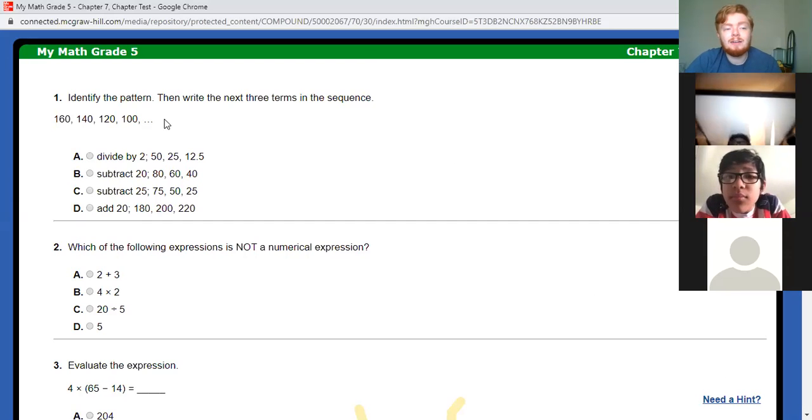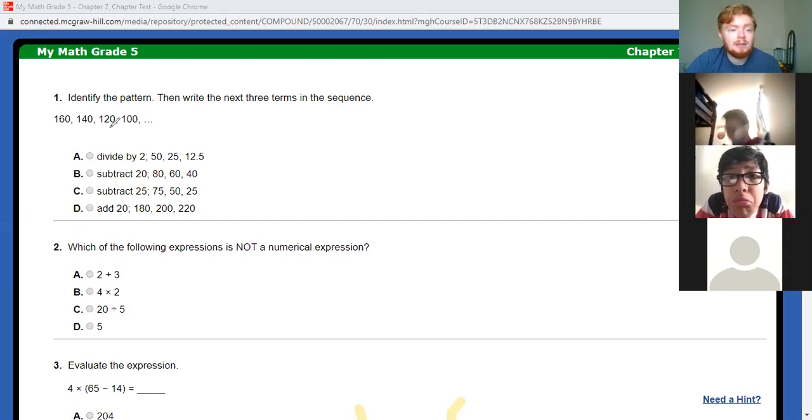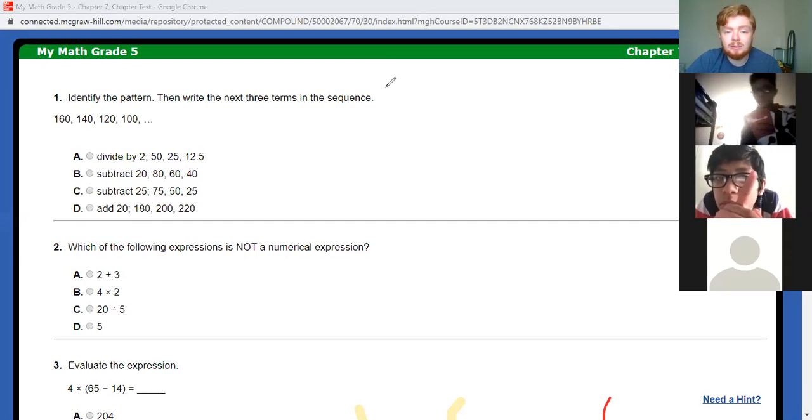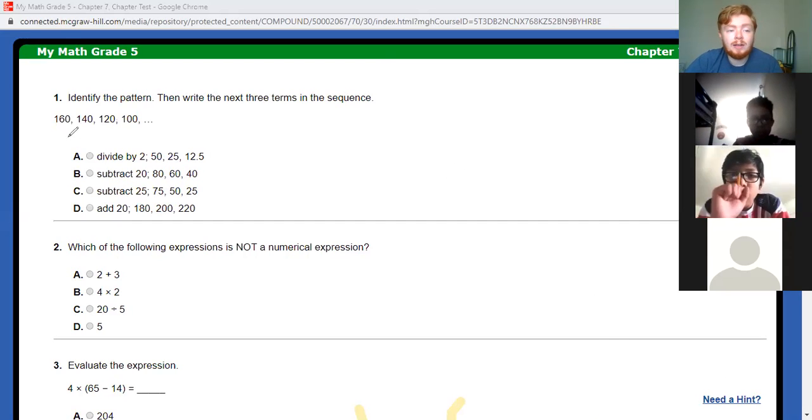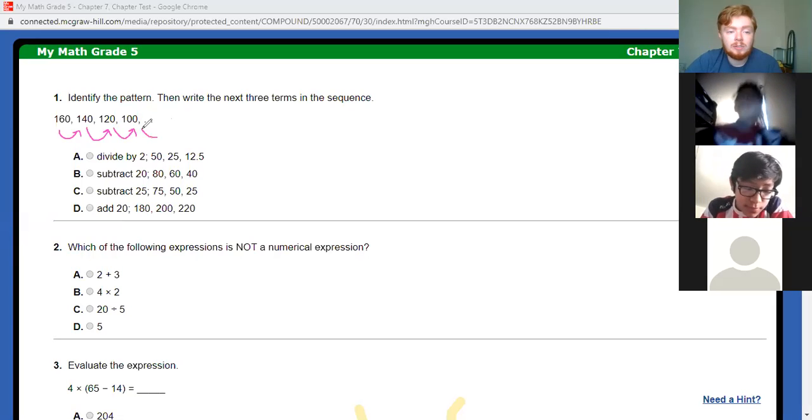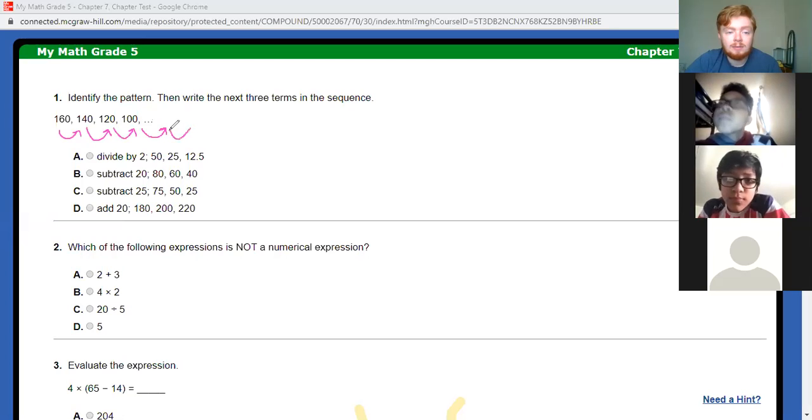All right, identify the pattern. There's Niraj. Identify the pattern, then write the next 3 terms in the sequence. All right. There she is. Natika is coming in. So we're identifying a pattern. 160 goes to 140, 140 to 120, 120 to 100. And then it wants us to find 100 to something, that to that, and then that to that. That's what it wants because it wants the next 3.